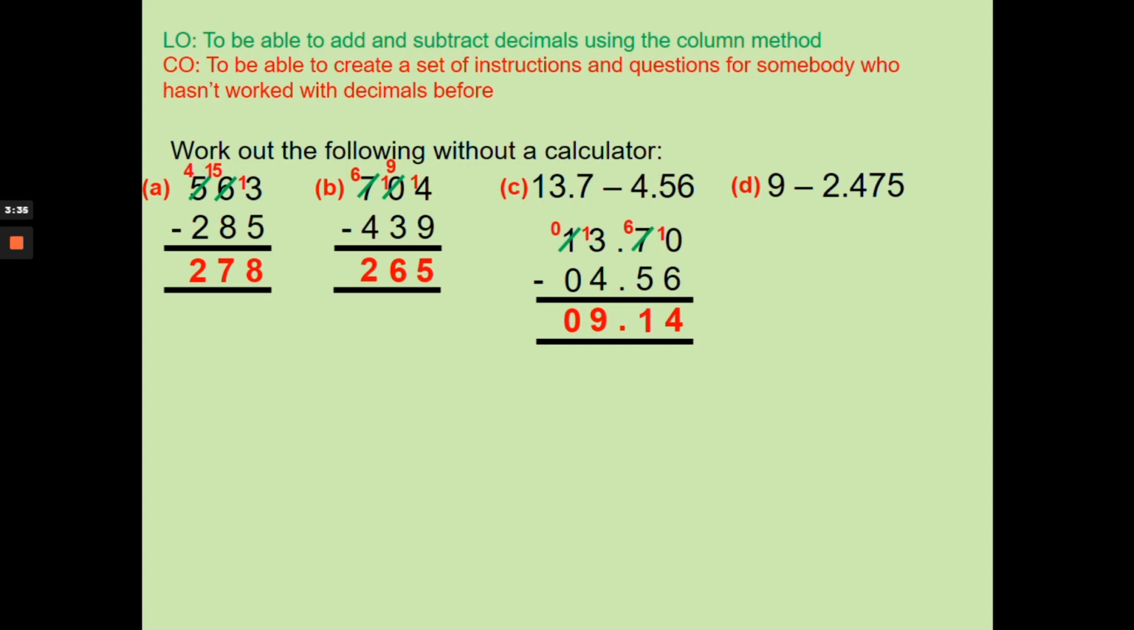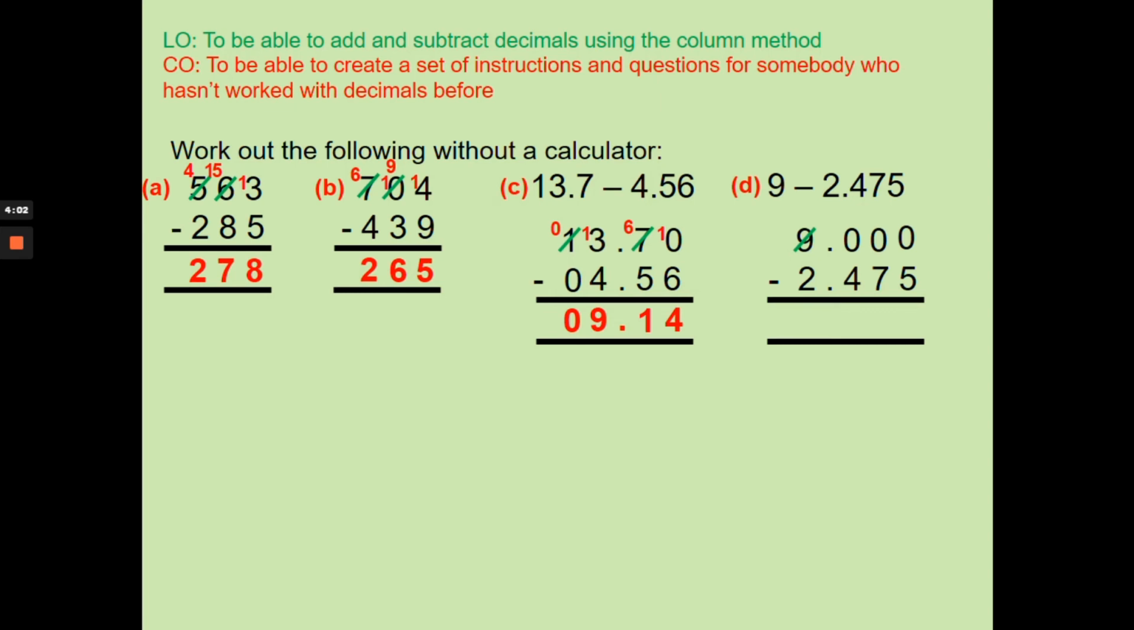So D, can you write that down, put it into columns, and then we'll try and solve that one. So can you first of all write it down in a column? Okay, well done. So that's what it looks like in a column. We need to put some zeros in. So we're going to put the zeros after the 9. So 0.000. And then we can start answering this question.